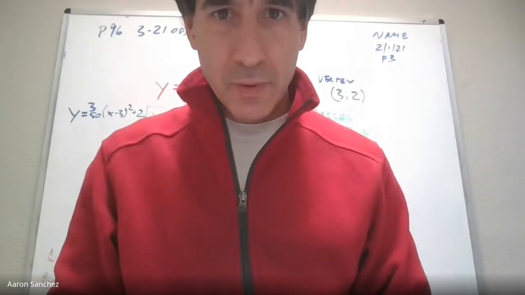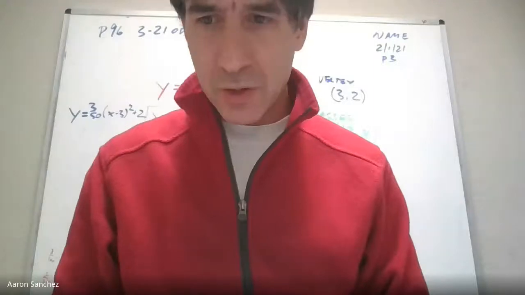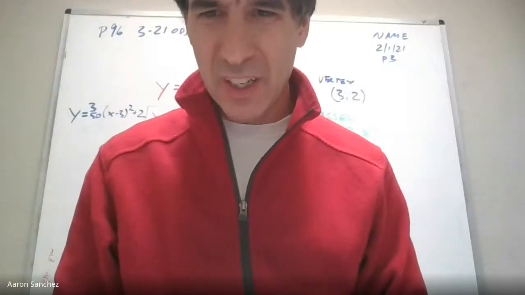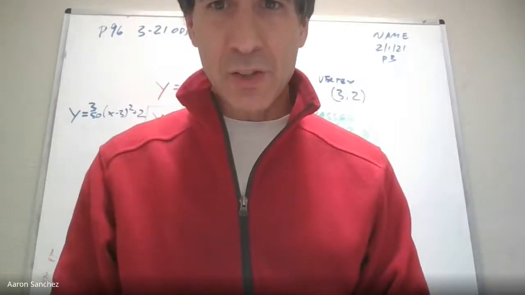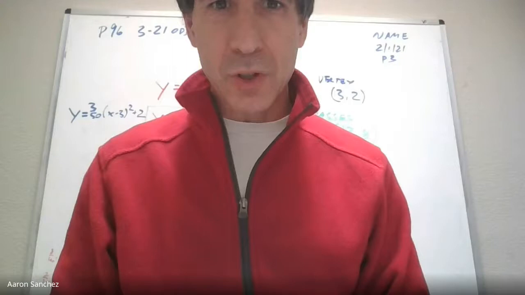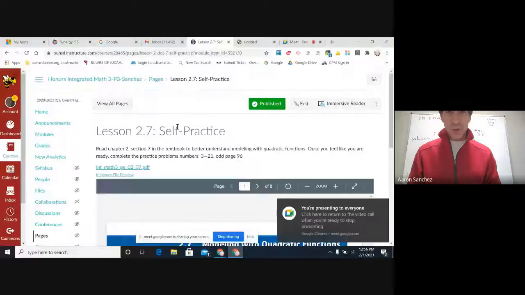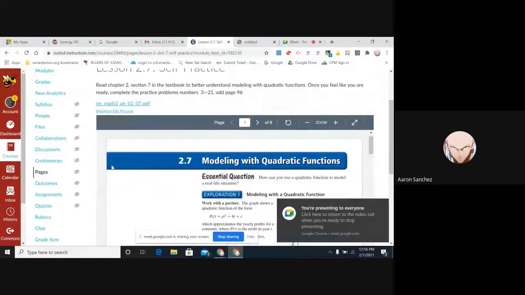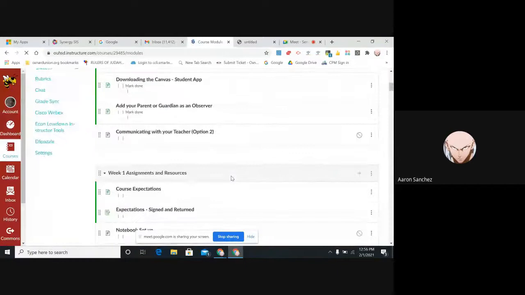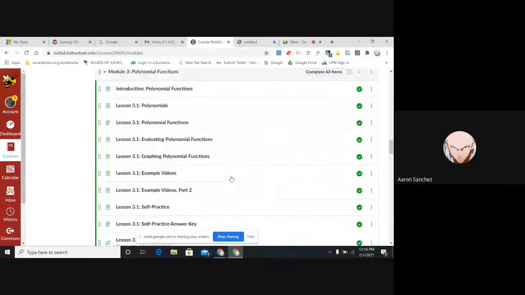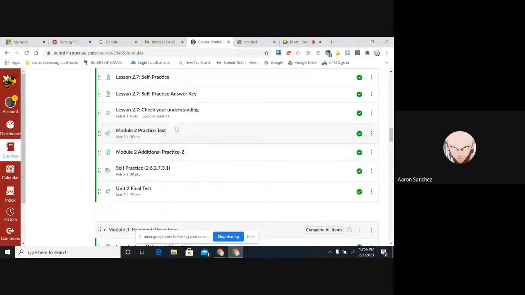What are we on? Number 7. So we're skipping. You guys do the rest of the vertex form on your own, okay? And again, I have the answers in the modules too. Where'd the answers go? You can go and find the modules, 2.7 self-practice. The answers are there to help you. 2.7 practice answer key.